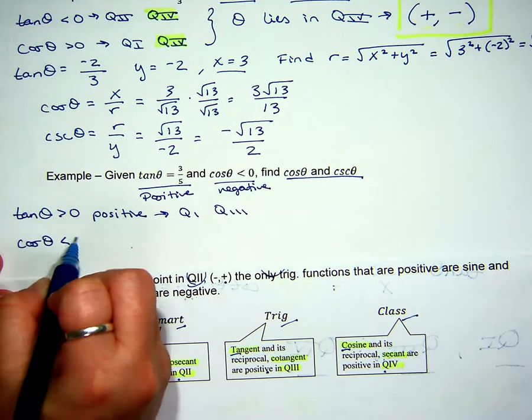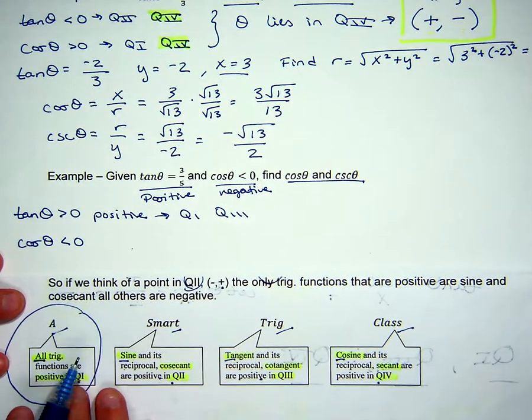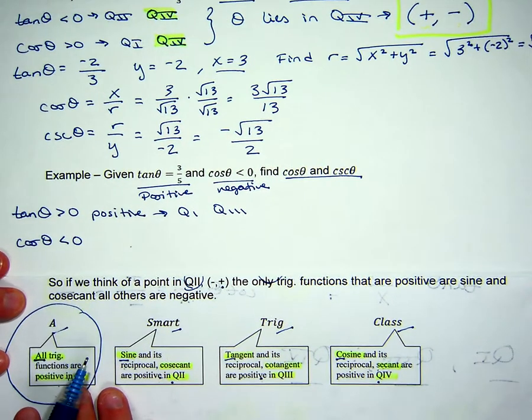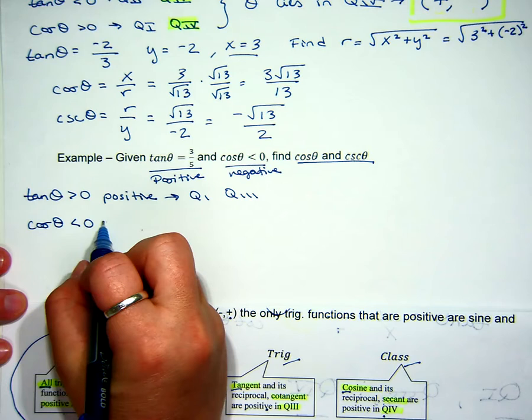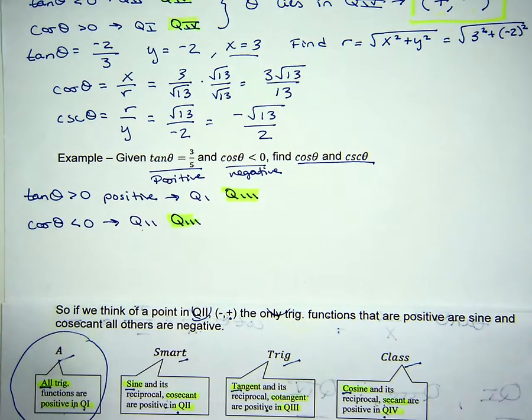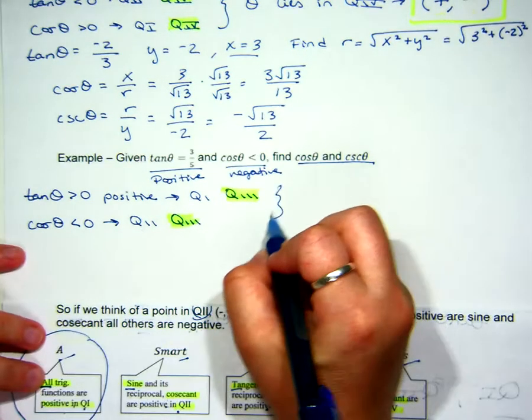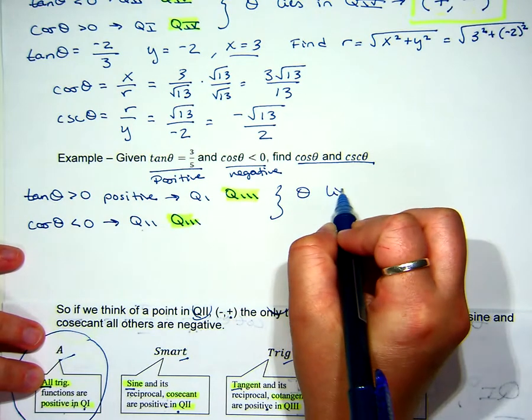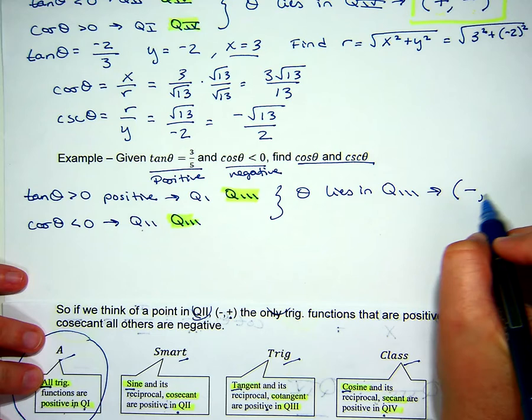Cosine theta less than 0, which means negative. Where is cosine negative? 2 and 3. Where do these quadrants line up? Which shows up in both? Quadrant 3, which means theta lies in quadrant 3. Quadrant 3 has what type of points? Negative x and negative y.